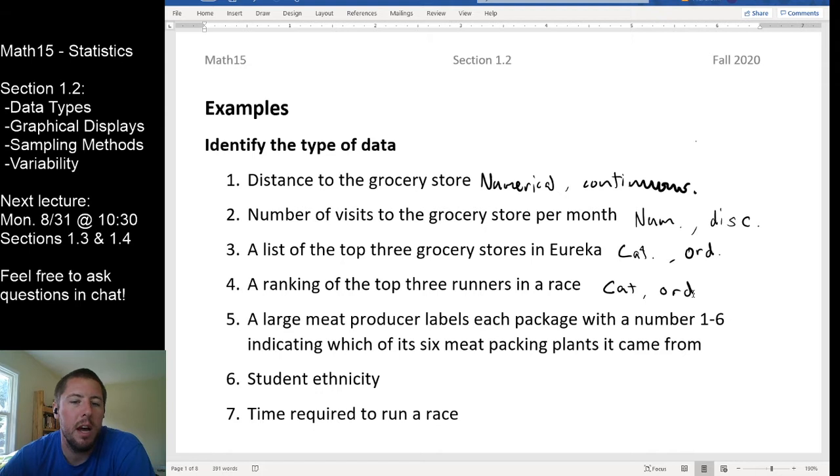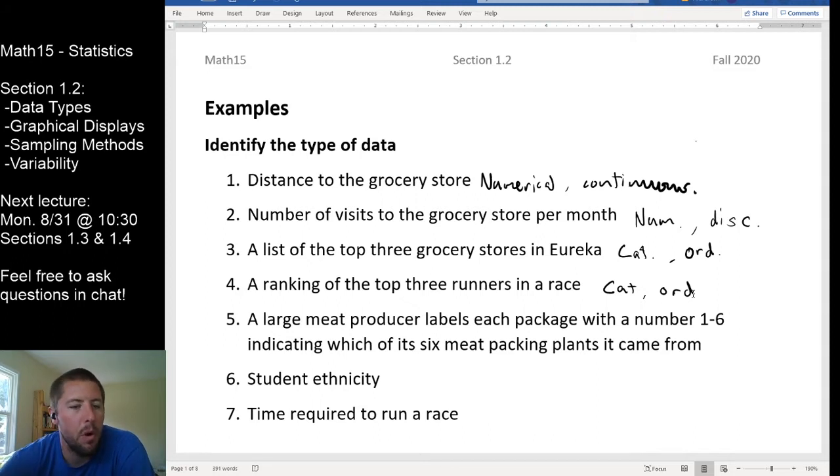On the other hand, if we're talking about a ranking of 3 runners in a race, this is something where we do actually have a little bit more measurement capability. So we are talking categorical because the variable is who is the person that came in that ranking. It is ordinal because we've ranked them in order. There is a natural ordering to that. We put first place first and second place second.